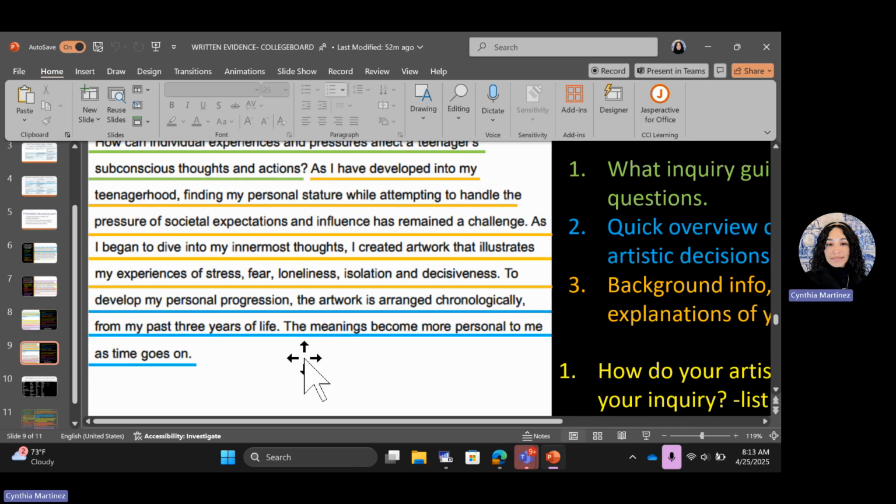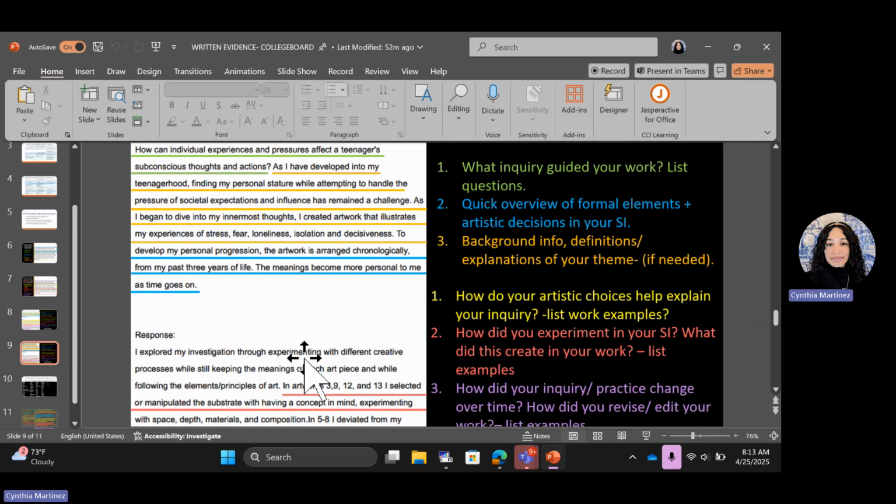This one was from the College Board website. This one says, to develop my personal progression, and I'm looking at the blue one, the artwork is arranged chronologically from the past 3 years of my life. The meanings become more personal to me as time goes on. So what was the cause? What was the artistic choice?